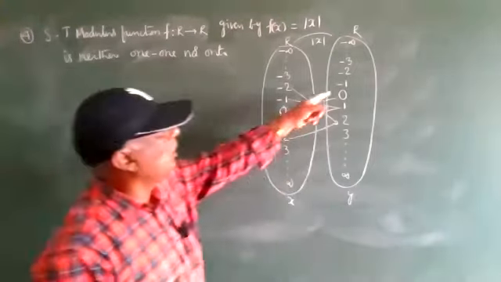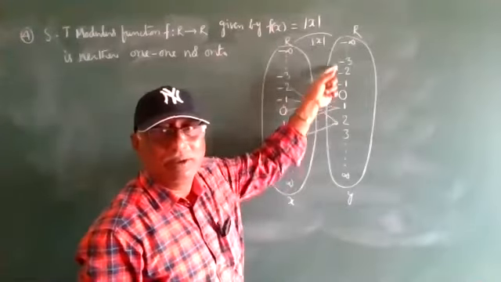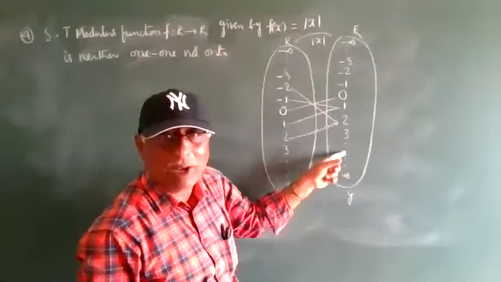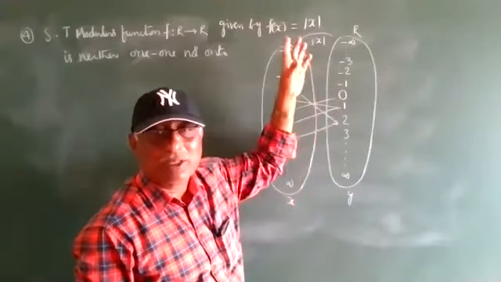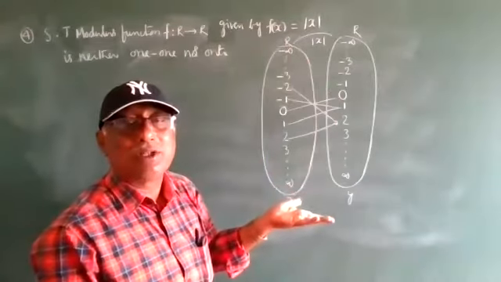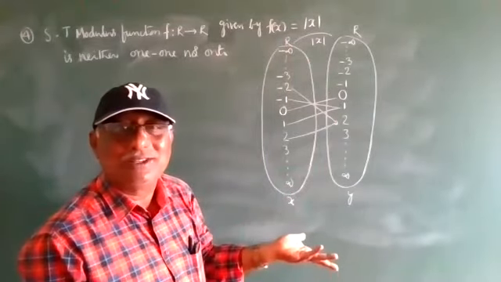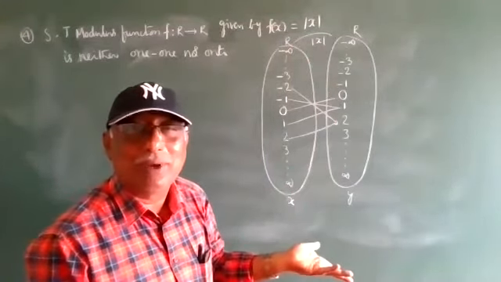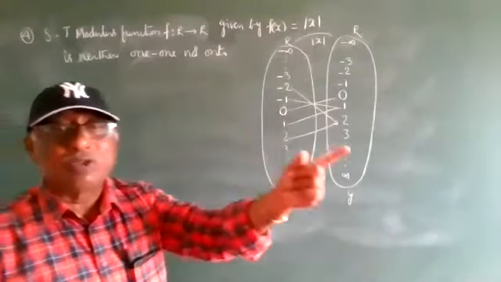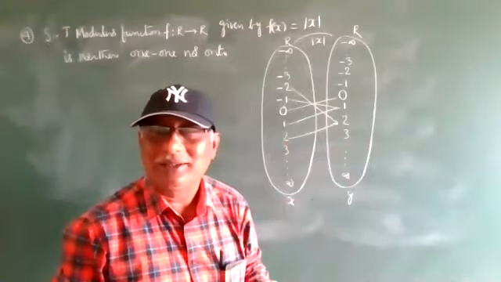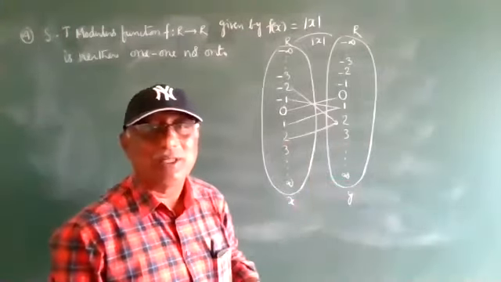Onto: no negative values are coming, only positive values are coming. Therefore, codomain is not equal to range. It is not surjective. Very simply, it is completed. If you draw the figure, within seconds we can tell what the answer is.